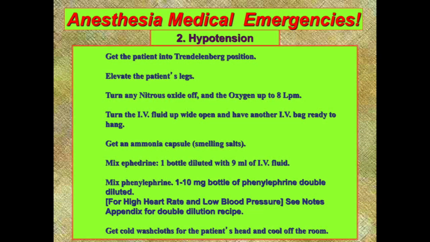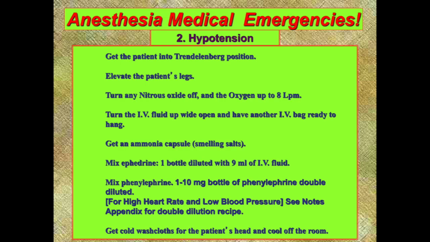So let's talk about hypotension. For your test, I'm going to go through steps and do things to the patient, and I want you to tell me, out of a list, what emergency is happening to the patient. So for hypotension, we're going to want to get the patient into a head down, Trendelenburg position and elevate their legs. You may have to lift them up in the air to get blood toward their brain and their central circulation. Crank up the oxygen, crank off the nitrous, open up their IV fluid to get their pressure up with intravenous fluid, and have another bag ready so it doesn't run out.